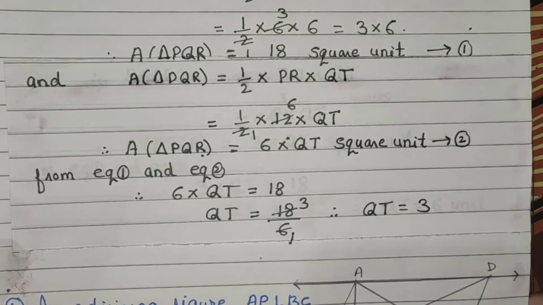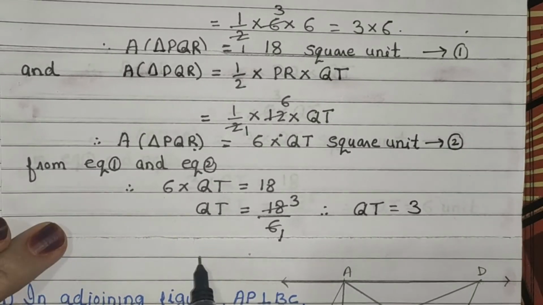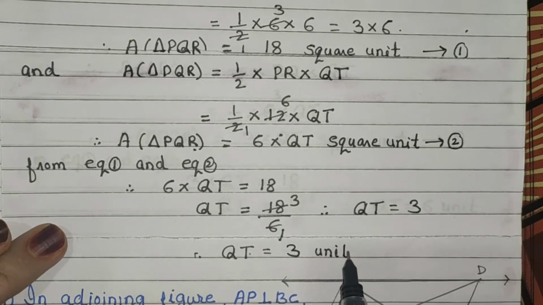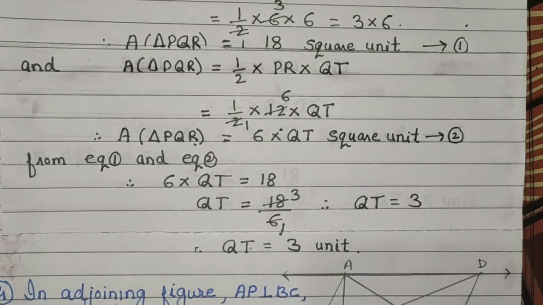Now our aim is to find the value of QT. Therefore, QT is equal to 3. Or you can say 3 units.